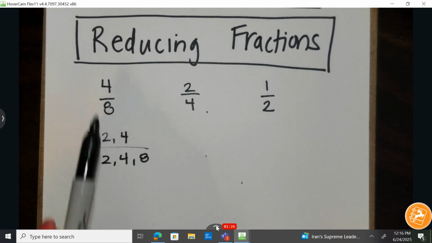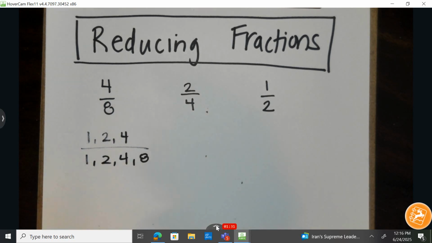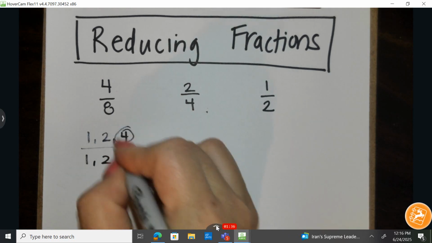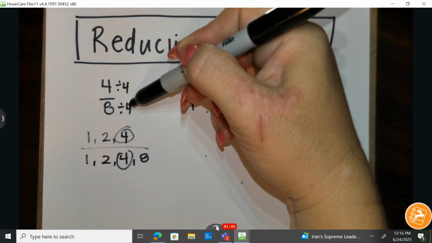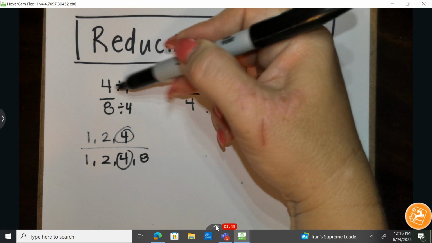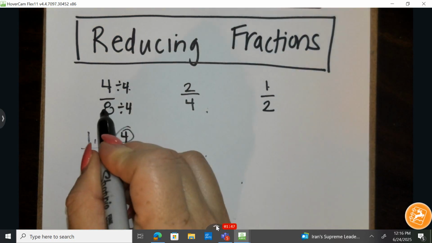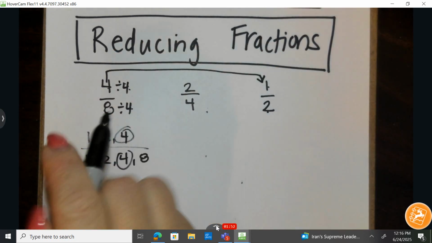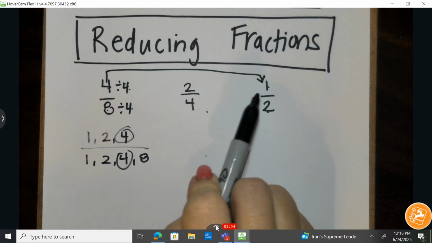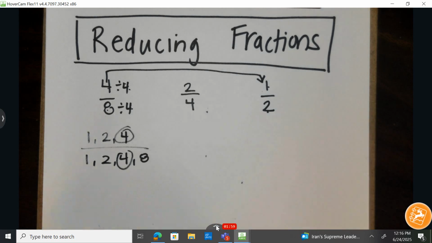1 times 4 is 4, 2 times 2 is 4. 1 times 8 is 8, and 2 times 4 is 8. Now I'm going to choose the largest value in the numerator and the largest value in the denominator. Divide by 4, divide by 4. This value in the numerator and the denominator that I'm dividing by must be the same. 4 divided by 4 is 1, and 8 divided by 4 is 2. I've just shown that 4/8 is equivalent to 1/2. That's in the simplified form or fully reduced form.